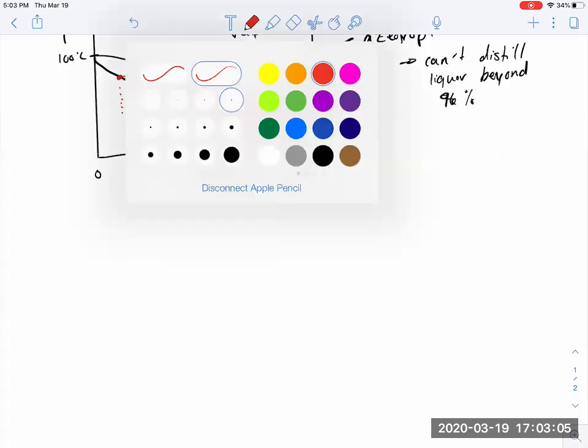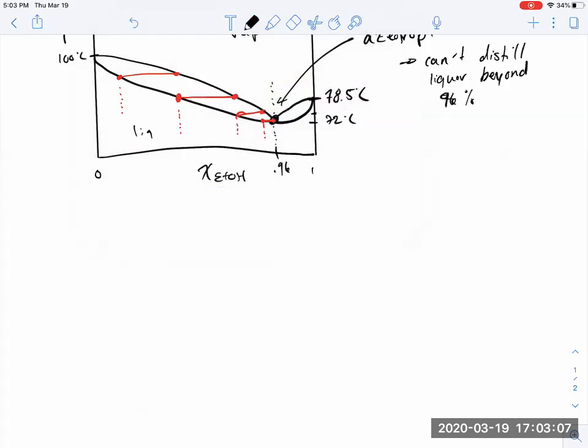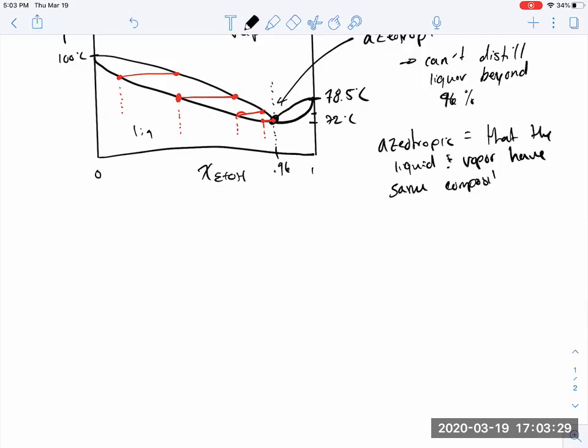We can't collect that vapor and generate an enriched solution from it. So just to be clear, azeotropic means that the liquid and vapor have the same composition. Cool. Okay, so that's where we've been.